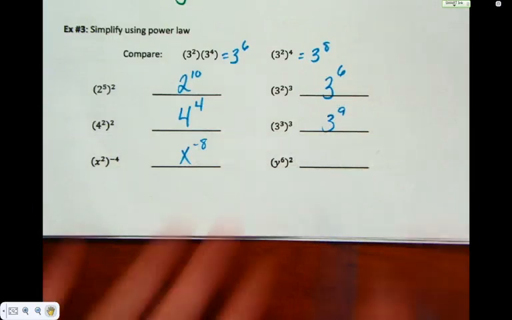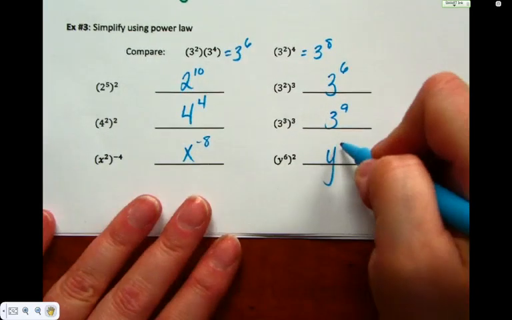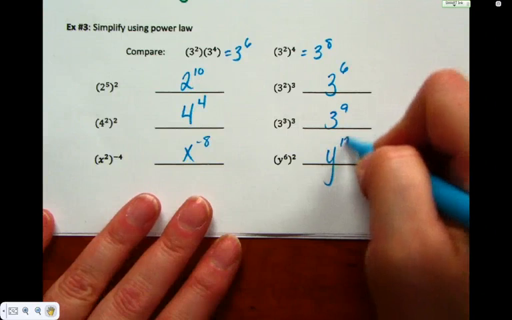Y to the 6 to the 2. Power law says we take the 6 and 2 and multiply, and that becomes 12.